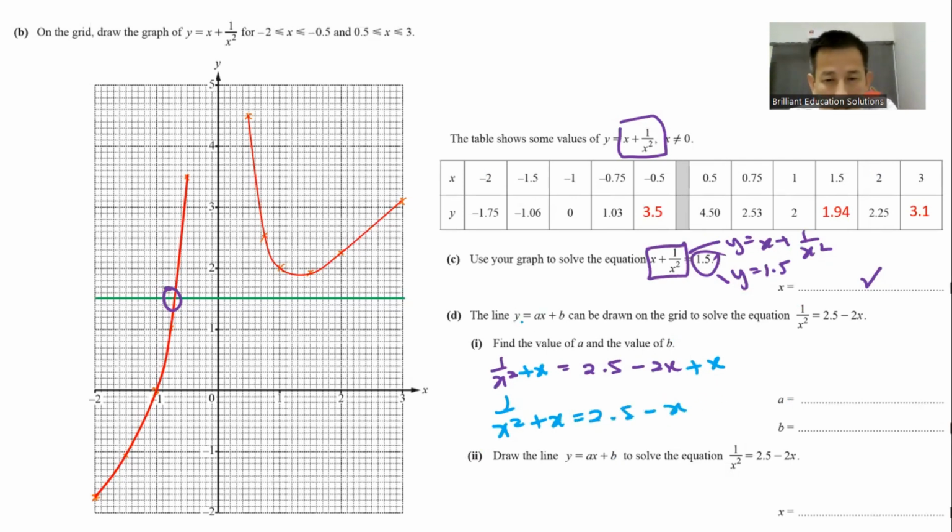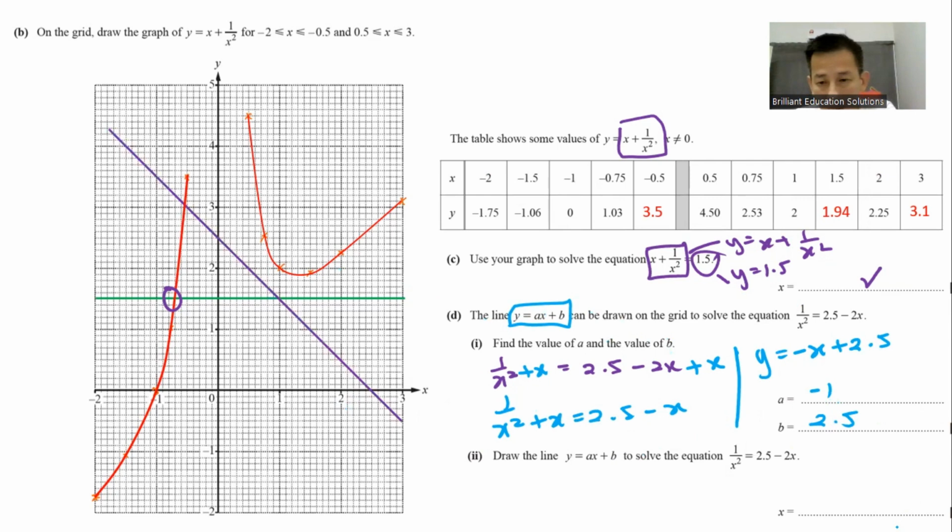In this question, the question asks you to write in the form of y equal to ax plus b. Therefore, you get y equal to minus x plus 2.5. And your a will be -1, b will be 2.5. Then you draw the line. It should be something like this. And you can notice you have the one intersection point here. Therefore, one answer.